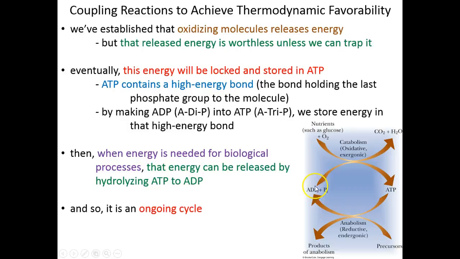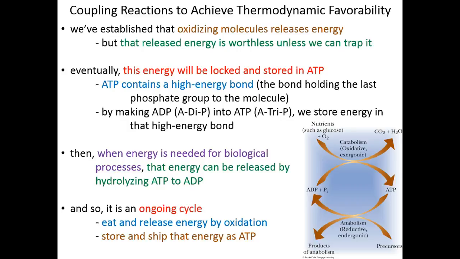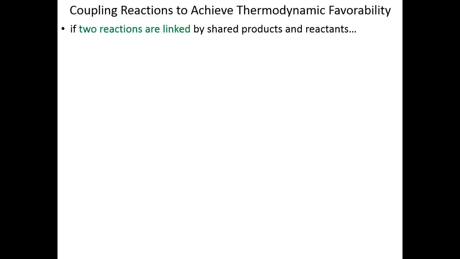Well, the only way we can recharge it is with energy from new electrons. And the only way we can get those new electrons with new energy is by consuming more food. And so in a very real way, food is fuel. Food is the energy we need to survive. So eating releases energy by oxidation. We store and ship that energy around the body as ATP. And then we release that energy from ATP in order to do anabolic things, such as building the biomolecules we need to survive.